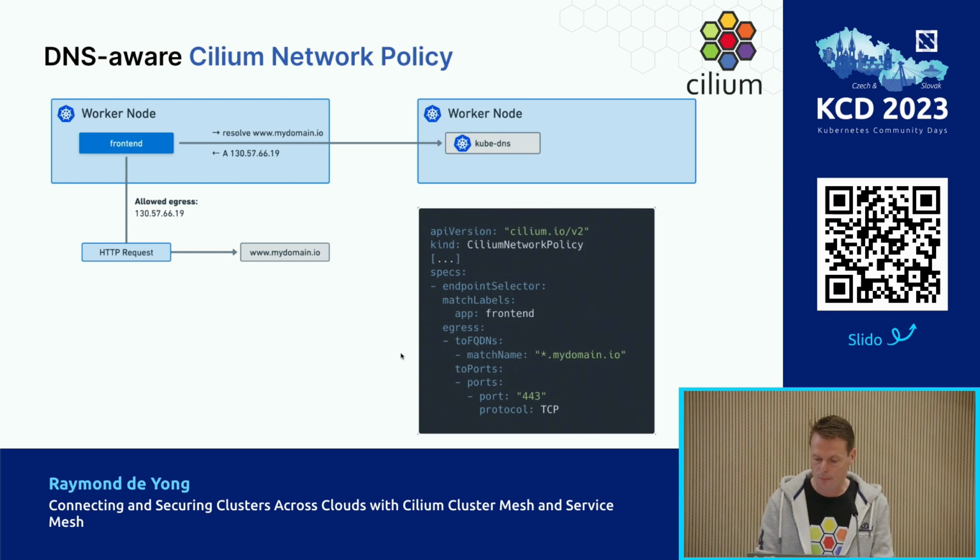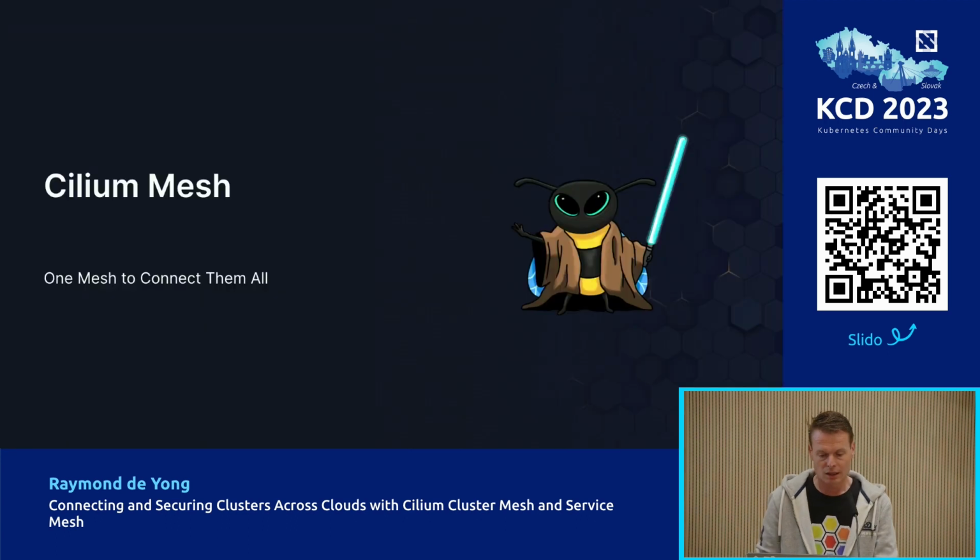And here's a simple example where we match a wildcard.mydomain.io, but you can also do specific domains, a list of specific domains, and also regex. Now it's time to move to Cilium Mesh and how we use this construct across clusters in the cloud.